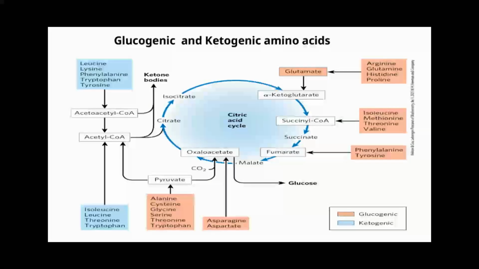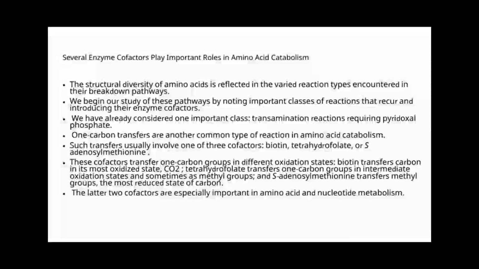The structural diversity of amino acids is really reflected in the variety of reaction types we see during their breakdown pathways. To start understanding these, we first need to look at some key classes of reactions that show up repeatedly, along with the enzyme cofactors involved in them. We've already discussed one important class, transamination reactions, which require pyridoxal phosphate. Now, another common reaction in amino acid catabolism is one-carbon transfer.